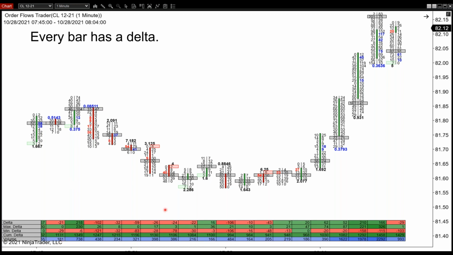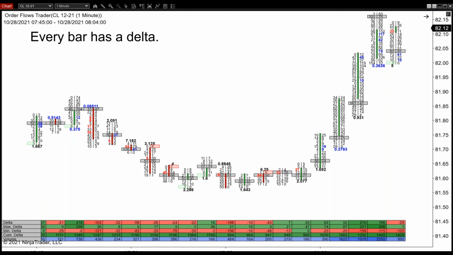Now again, every bar has a delta, but not every delta is going to matter, and sometimes delta by itself has no importance, right? When you see, oh, I got this bar over here, it's got a delta of 7. Well, okay, what does that mean? 7 by itself means nothing. You've got to put it in context with what's happening in the market.